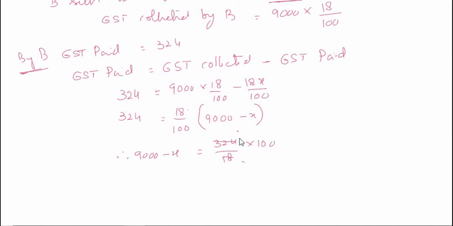18 ones are 18, eights are, 18 18s are, so 1,800. Therefore X equal to 9,000 minus 1,800. So it is rupees 7,200. So A has sold the article to B at 7,200.